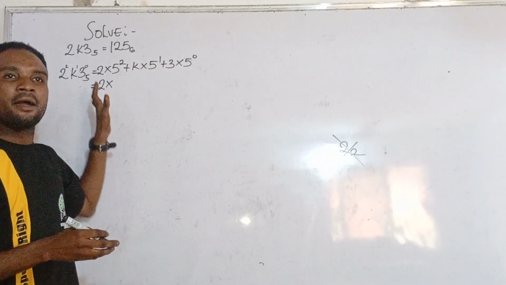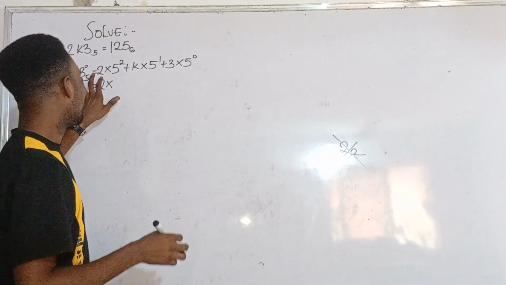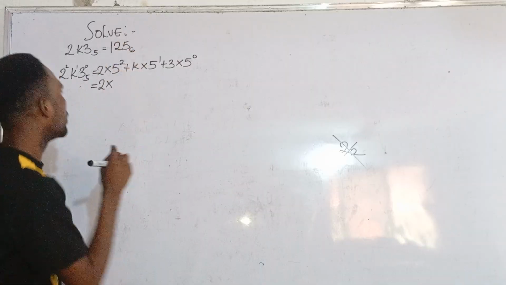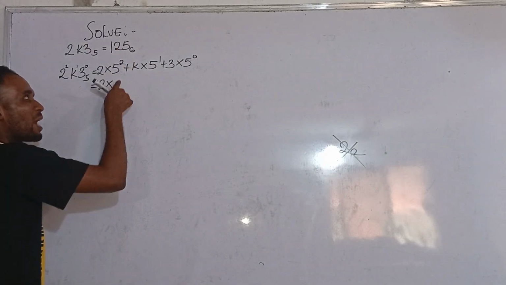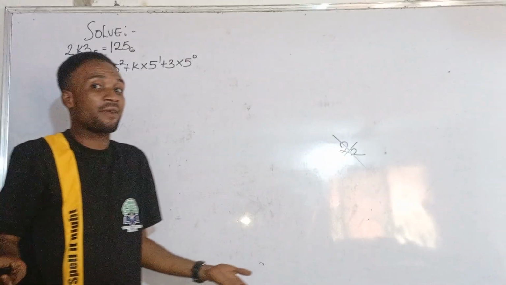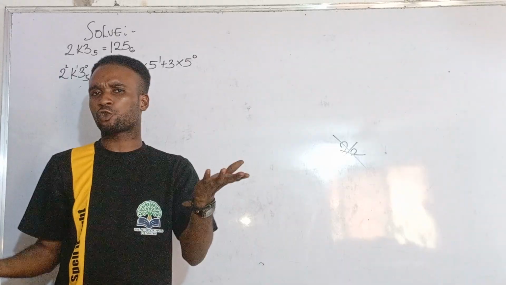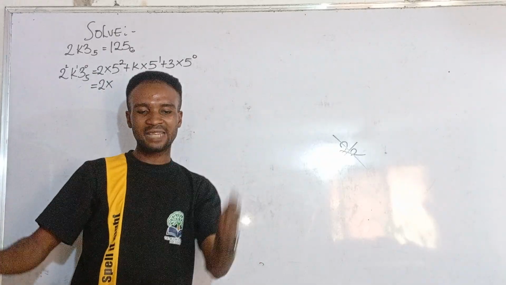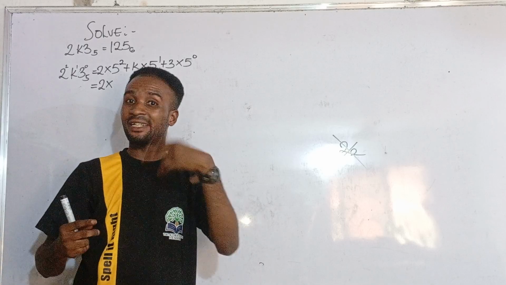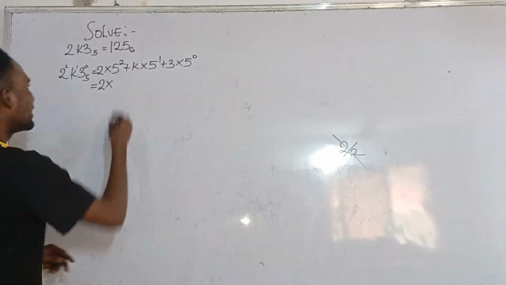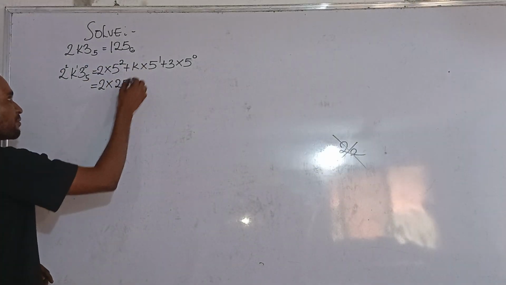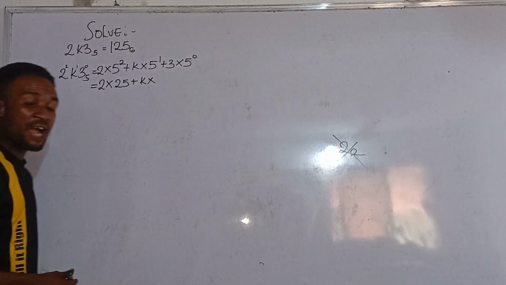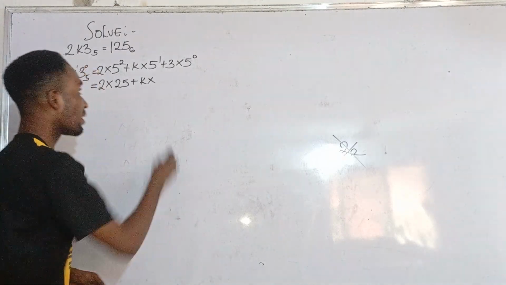Most students make a silly mistake in this kind of question. Some people will do 5 multiplied by 2 and then they have 10, or 5 plus 2. No, which is wrong. 5 raised to the power 2 is simply expressed as 5 times 5, which means 5 in 2 places. So 5 times 5 gives you 25. Plus, bring down your K, multiply by 5 raised to the power of 1, which is still 5.